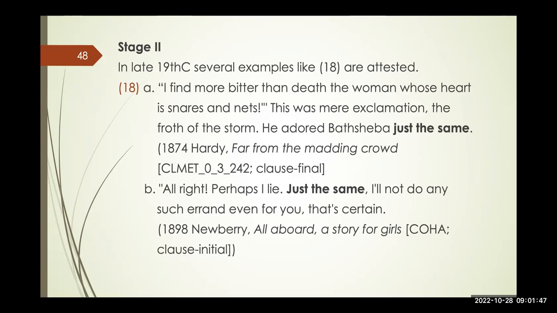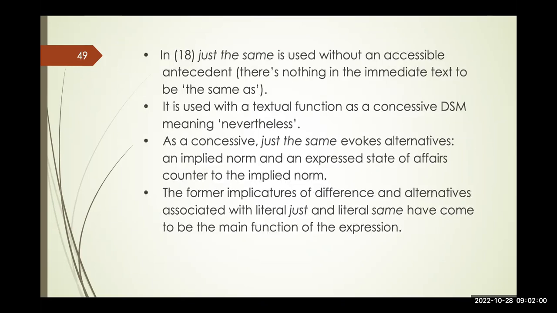Here you have "just the same" before the assertion, "I'll not do anything." It means, perhaps I lie; nevertheless, although I lie, I'll not do anything. There's no accessible antecedent here, nothing to be the same as. It's used with a textual function as a concessive, meaning nevertheless. It evokes alternatives, an implied norm, and an expressed state of affairs counter to the implied norm.